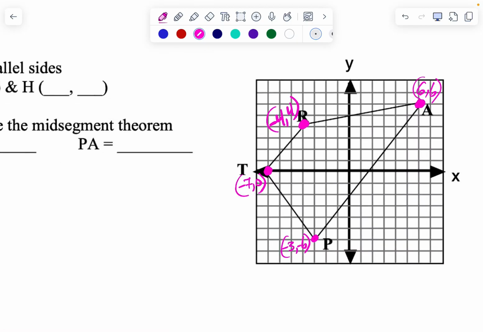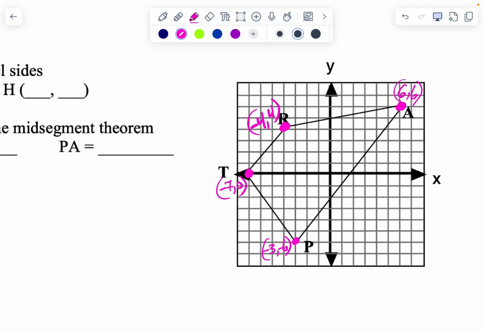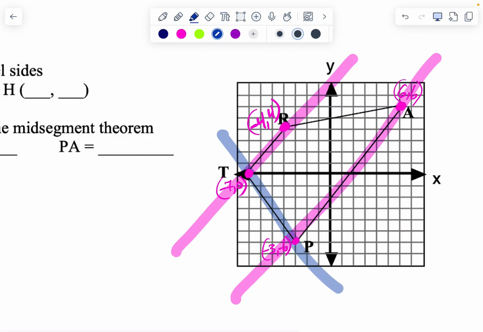We're also going to do this with kites, but for a trapezoid, we need to be able to prove if these 2 lines are indeed parallel, and we need to be able to prove that these 2 lines are not parallel. To prove it's a trapezoid, we have to prove there's exactly 1 pair of opposite sides that are parallel. Okay, so we need to be able to prove the 2 pink sides are parallel, the 2 blue sides are not. How do you prove if lines are parallel using coordinates on a graph?